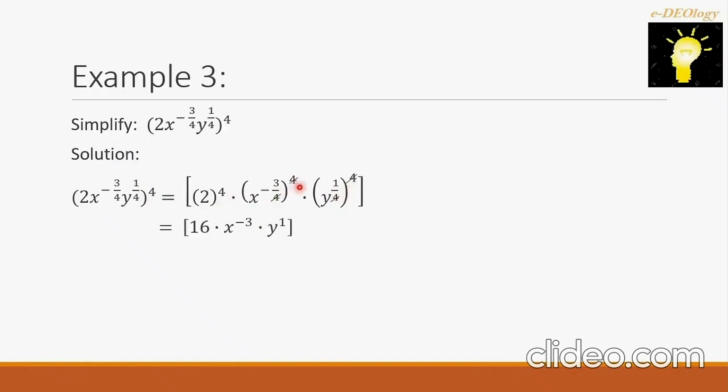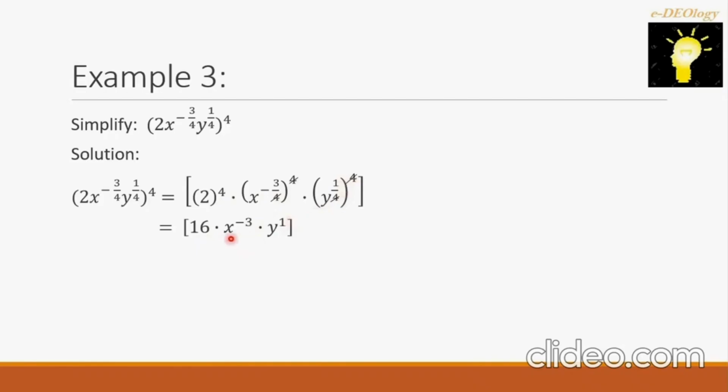And then from here we can cancel the denominator 4 and that exponent 4. So only negative 3 will come down here. And the y raised to 1/4 and the power 4 we can simplify. Cancel that denominator 4 and the power 4, only the numerator 1 will come down here.